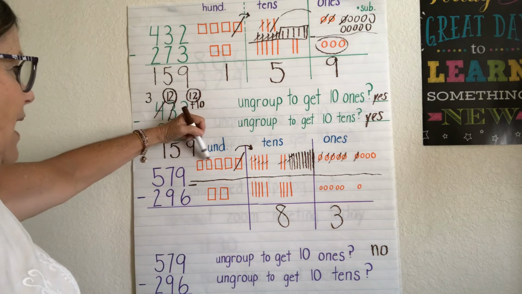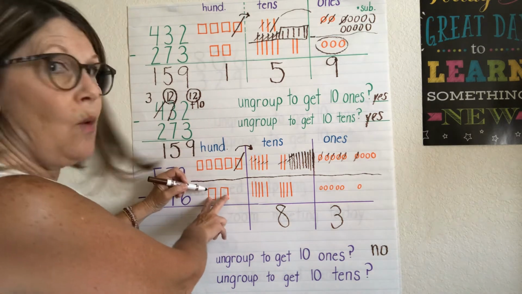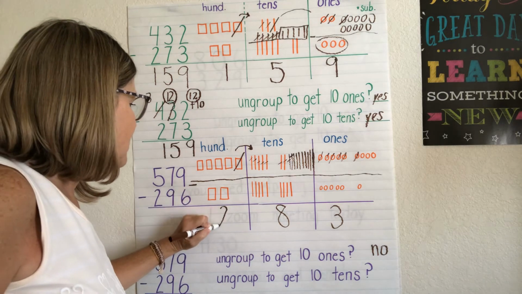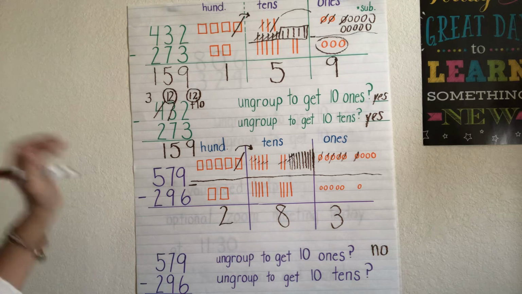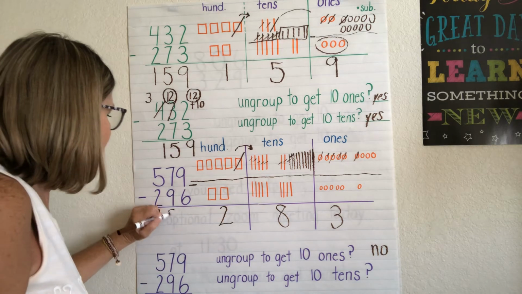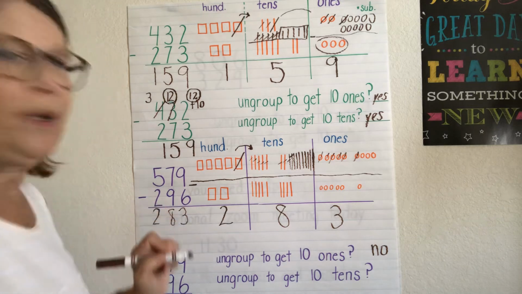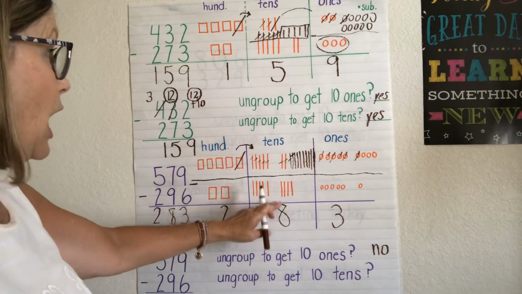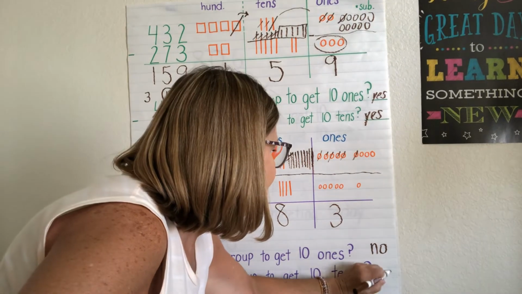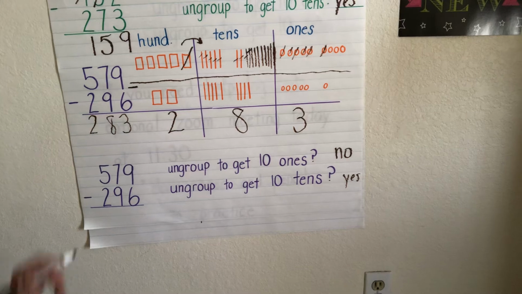Now I'm going to go ahead and take away 2 hundreds from 4 hundreds. And my answer is 2 hundreds. So my answer to this problem is 283. Did I need to ungroup my tens? Yes, I did. All right, friends, we are going to do the short way now.